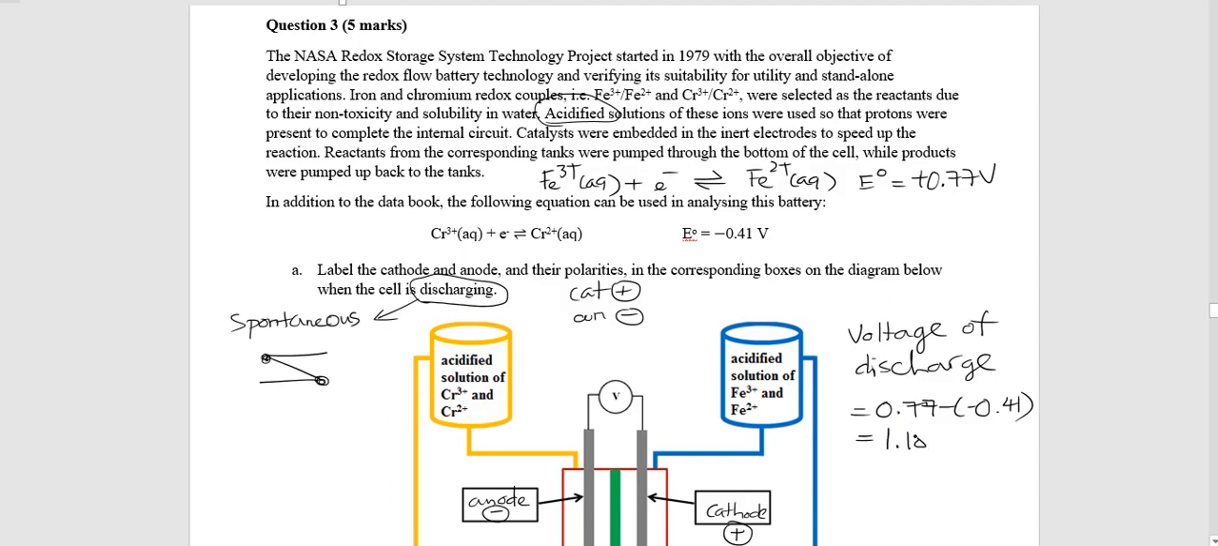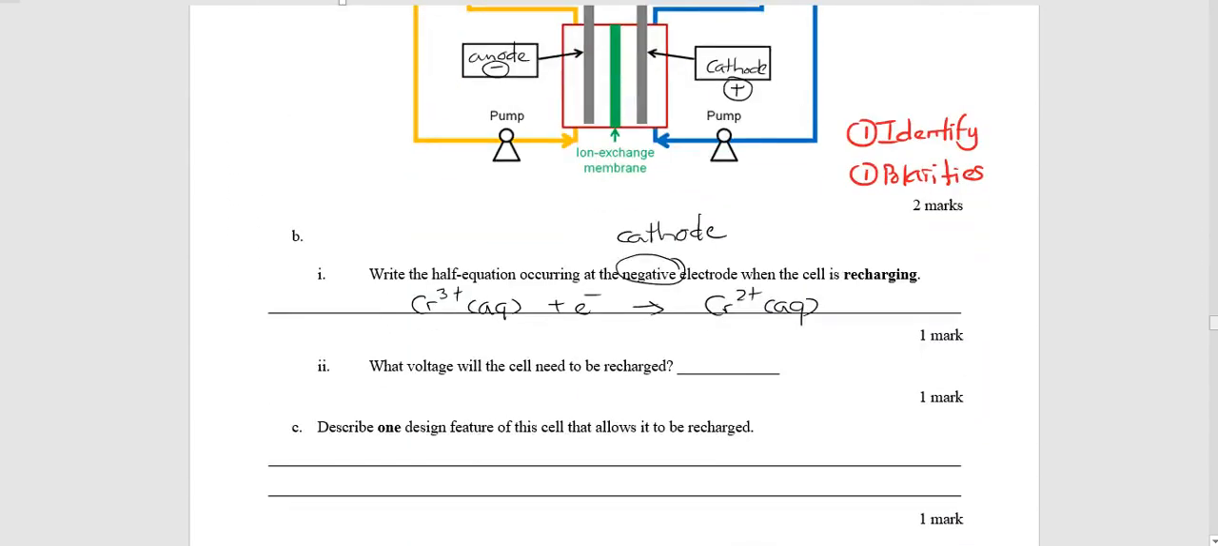So you just need to give me a voltage that's bigger than 1.18. So greater than 1.18 volt, anything will do. So for example, you can give me 2.0 volt. I'm not going to be fussed at all about significant figures in this question.